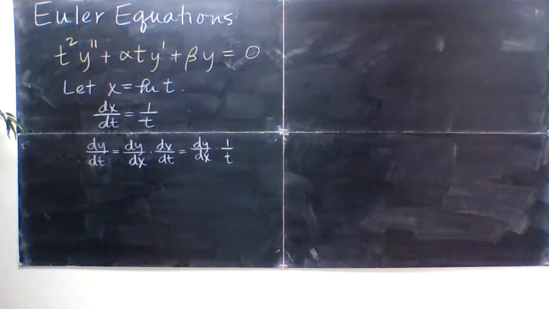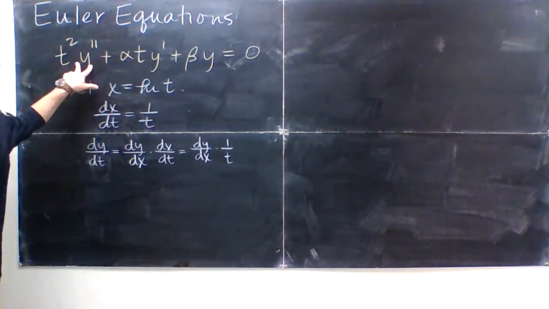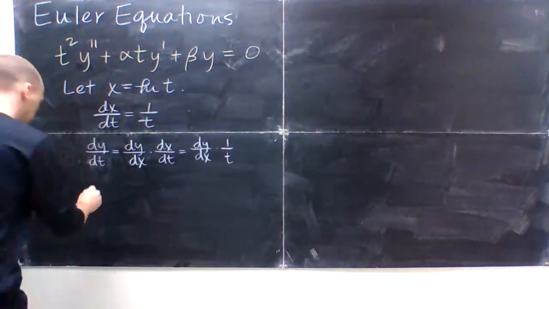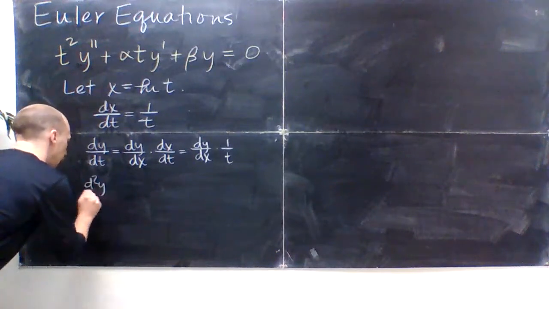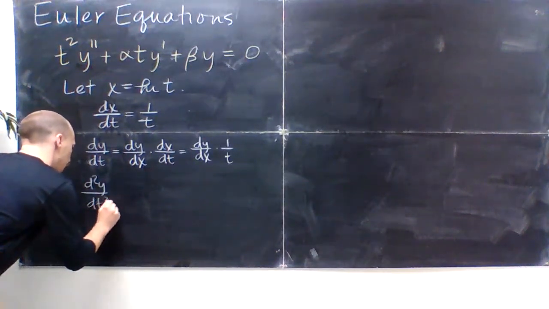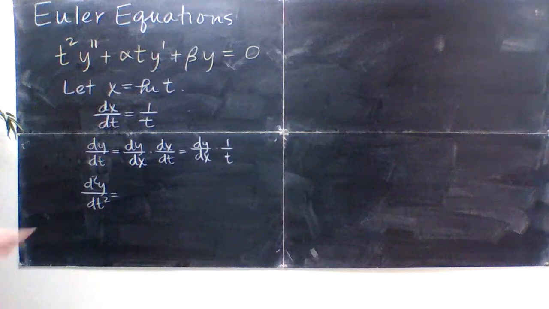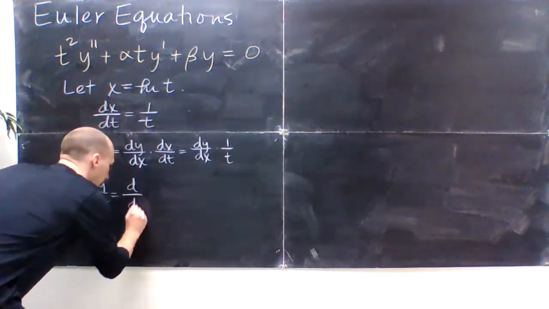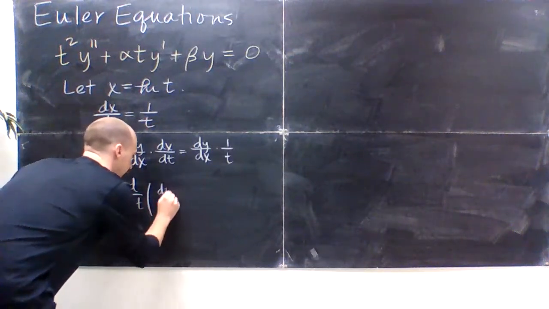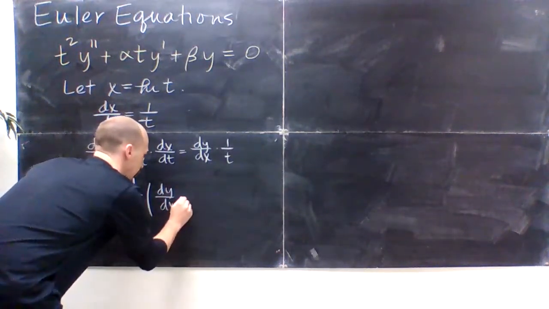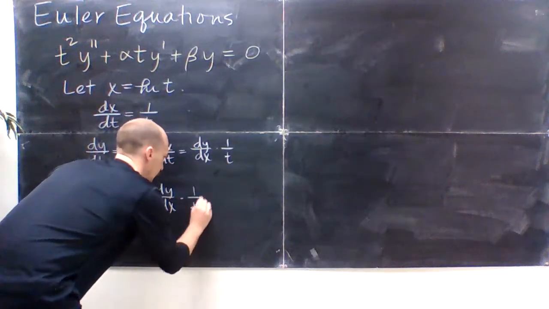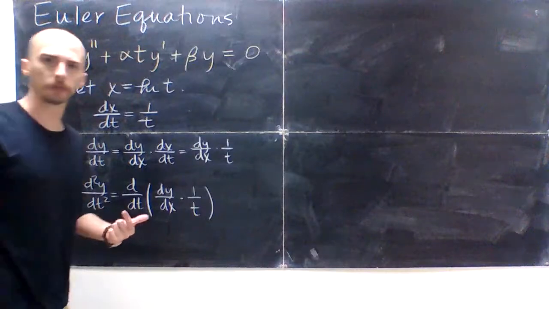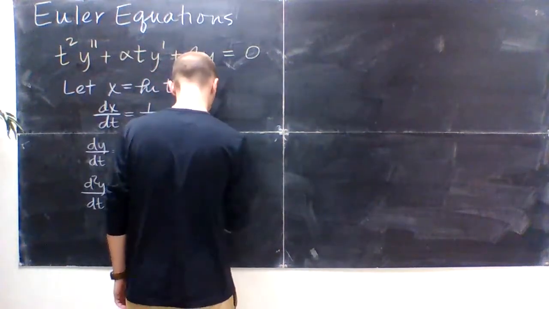And I'm also going to need a formula for y double prime of t. That's the second derivative of y with respect to t both times. So I'm going to have to take the derivative of this with respect to t. And we can do the product rule on this. This is definitely within our grasp.